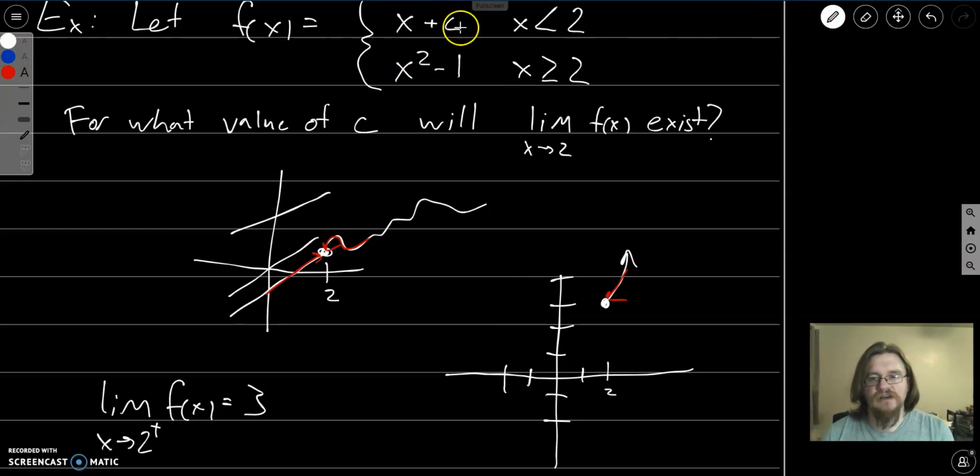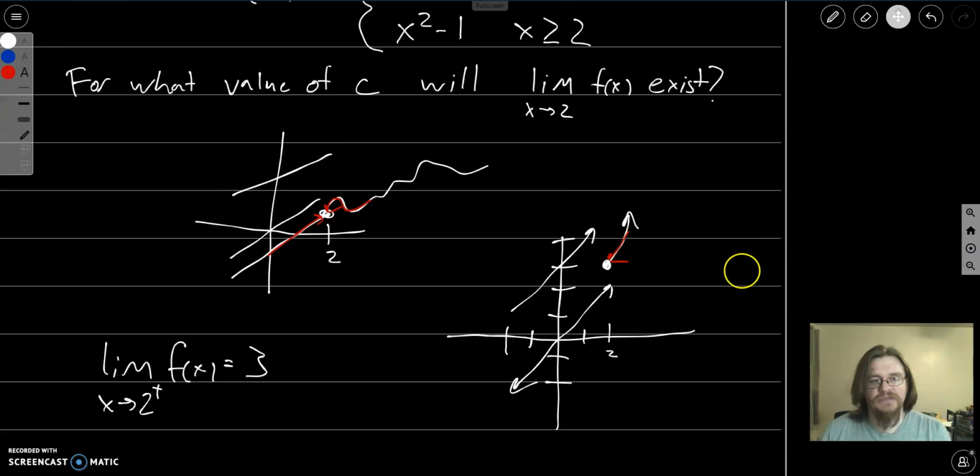So the question is, what does x plus c look like? Well, it's got slope 1, and the y-intercept is going to be c. So for instance, if c was 0, we would have slope 1, and we'll look something like this. So the y-intercept would be 0, and we'll have slope 1, and we can see that they don't match. So the question is, what value of c should we plug in to make this straight line with slope 1 end up at 3 when x is equal to 2?